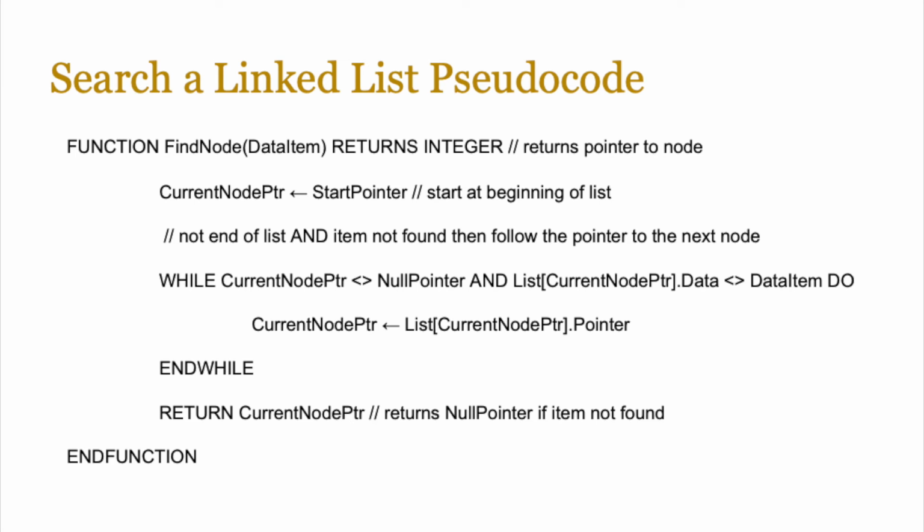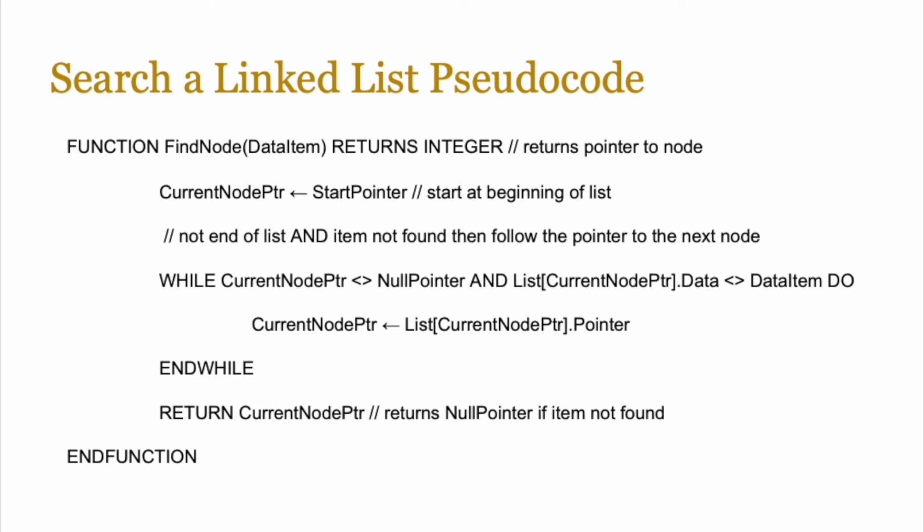Okay, that was just inserting items into a linked list. What about finding an item in a linked list? For that, we need to define a function, which in this case is called findNode, and we're going to use the data item variable, which stores the value that we want to look for. In this case, it returns an integer, which is the pointer that value is stored at. If, for example, the value is not in the list, we will return -1, which is the null pointer, to indicate that it doesn't exist in the list.